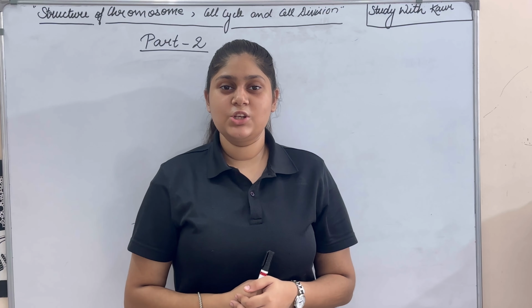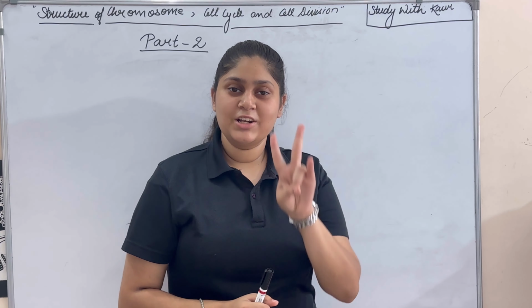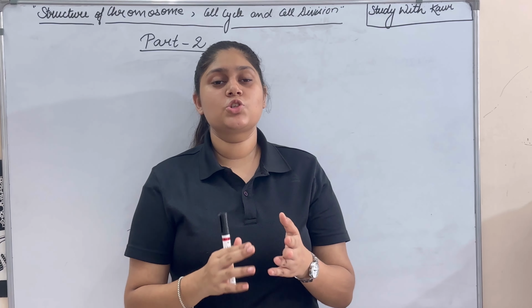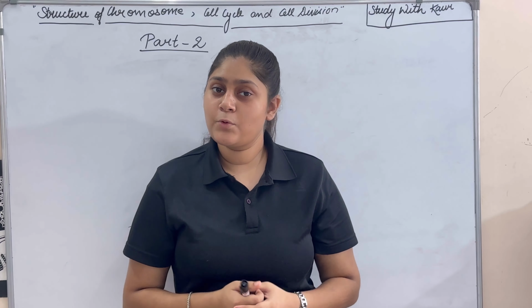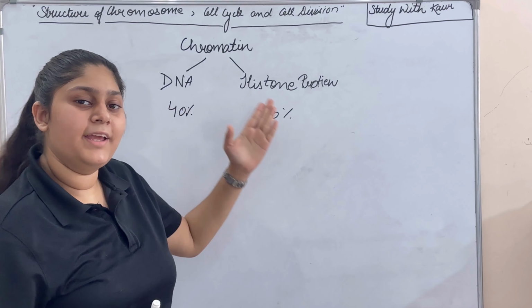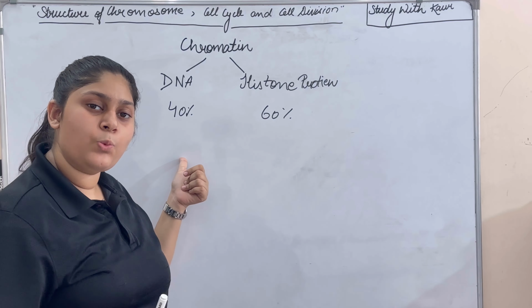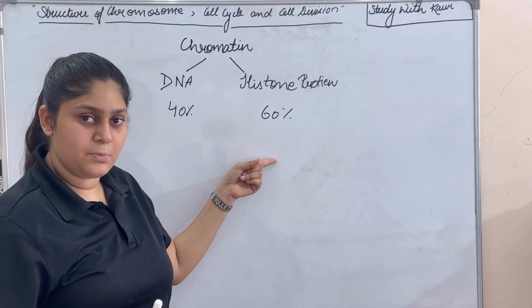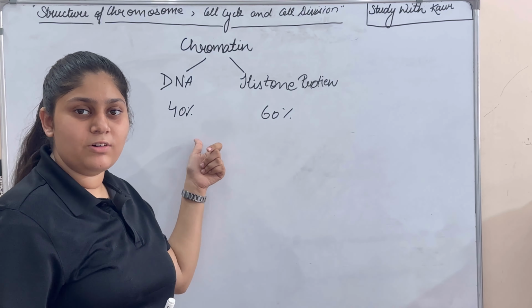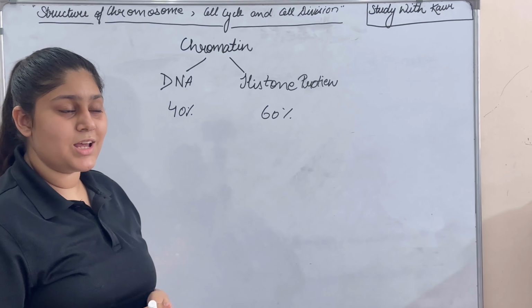In today's video, we are going to do part 2 of structure of chromosomes, cell cycle and cell division. The topic for the day is the histone protein. Chromatin was divided into two, DNA and histone protein. DNA is 40% and histone protein is 60%. Today we are going to cover the histone protein as DNA was covered in the earlier video. So let's start with the histone protein.